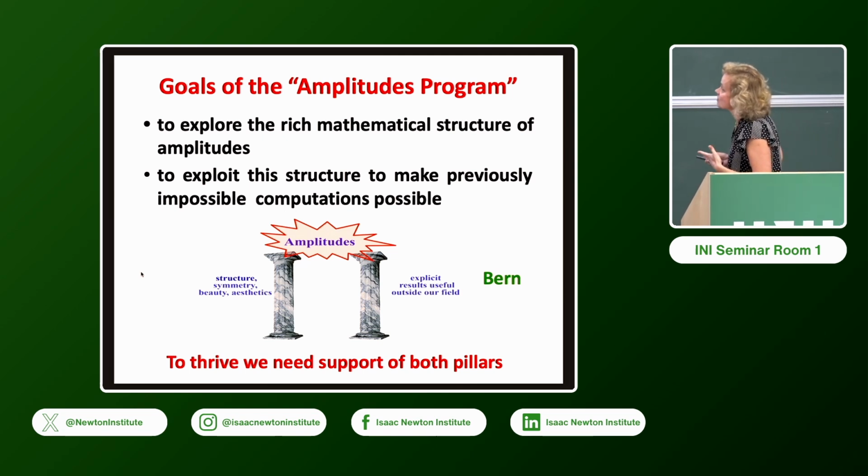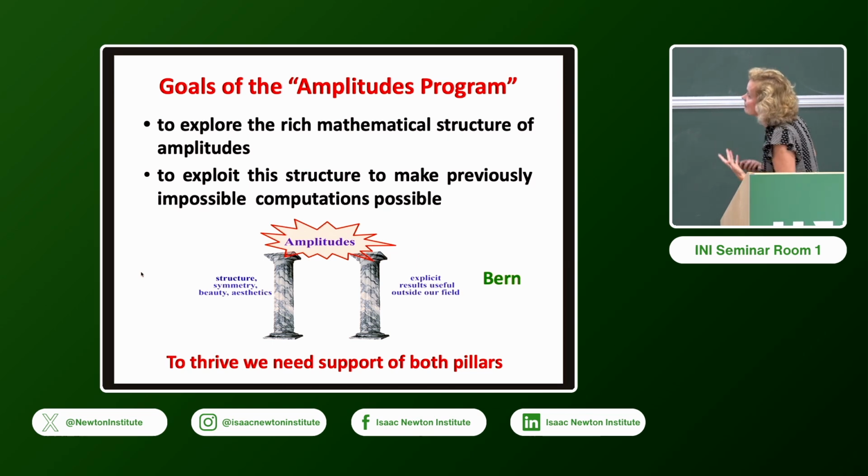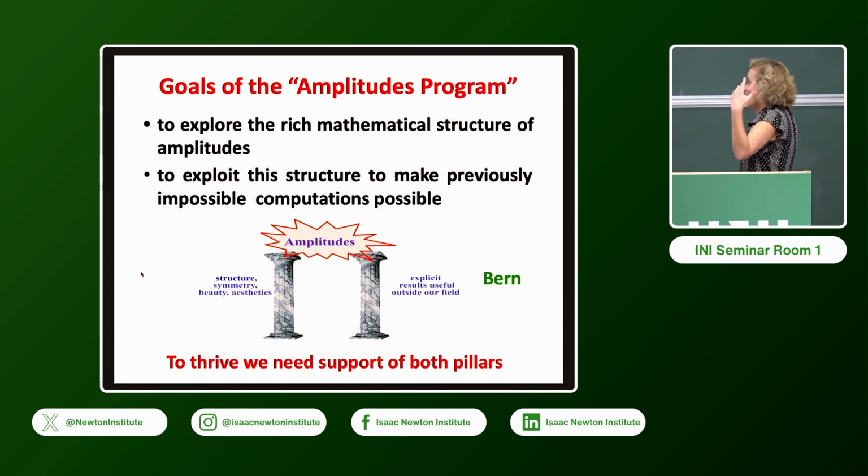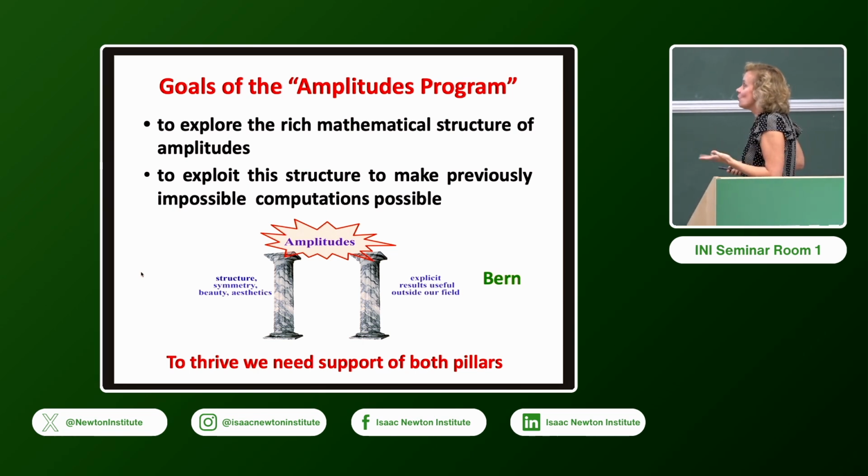On one hand, you really need both pillars. You would like to find some mathematical structures, beauty, symmetry, anything. And then you do want to compute something using those structures. You don't want to just say, okay, I found an algebra, cool, but can you do something with this? Especially relevant would be to do something outside your immediate colleagues' interests. So to thrive, one needs the support of both pillars, and the Amplitudes program is resting on these two pillars.